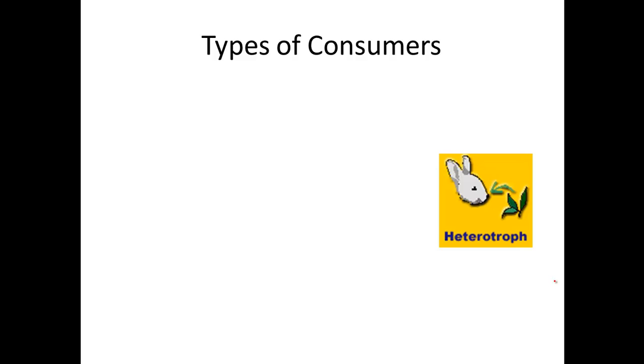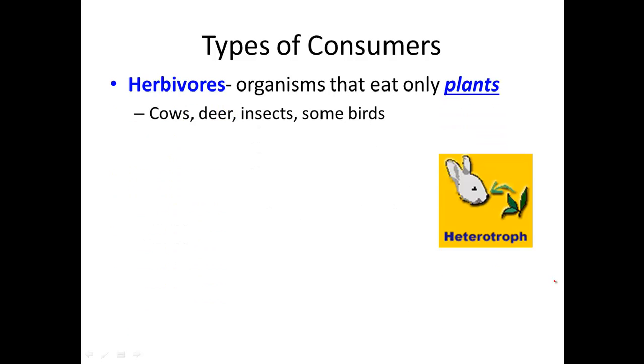Now there are different types of consumers. Consumers are things that eat other things. Okay, so if you consume, say, a bag of Doritos, that means you eat them. So consumers are things that eat.